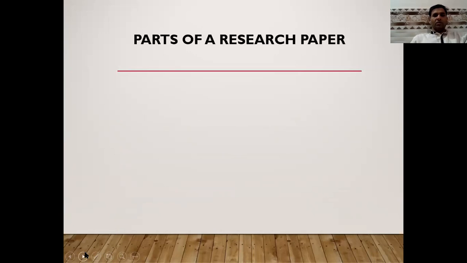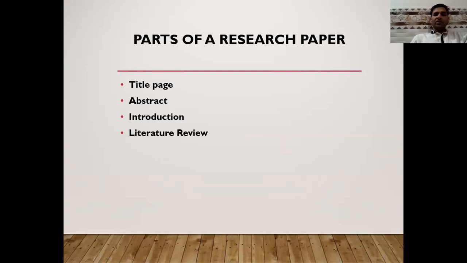Parts of your research paper should be, number one, a title page, abstract, introduction, and literature review. In the title page, you need to know how to make a title page following the Chicago style of documentation. Similarly, for the abstract, you need to know. The introduction would be a little bit the same. As I said in my lectures and previous videos, you need to revisit your introduction by the end of your research paper as well.